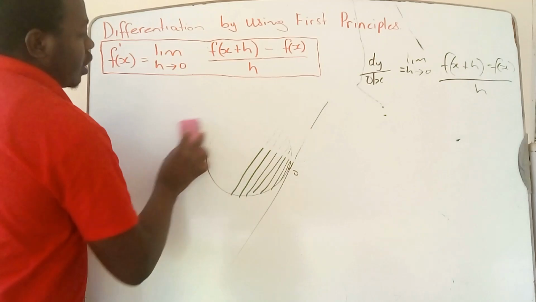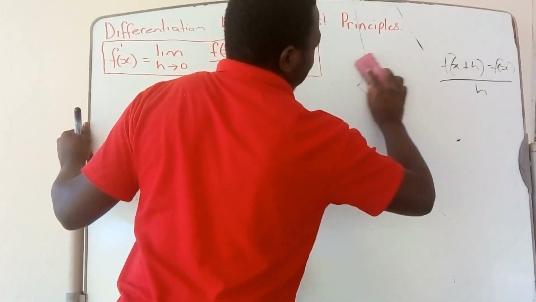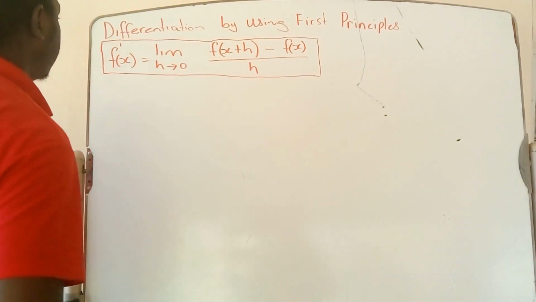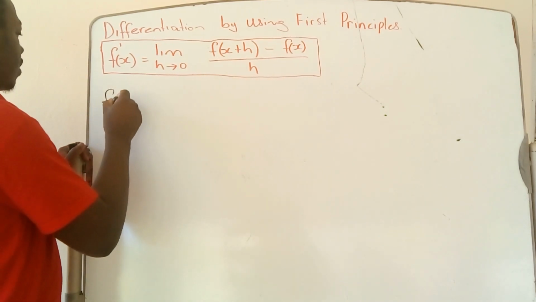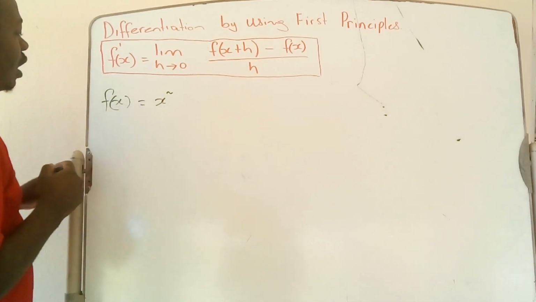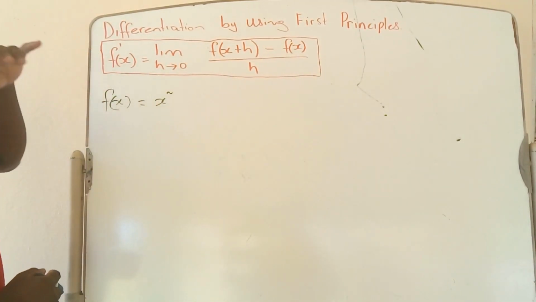So now let's look at an example. I hope that this explanation has given you a good understanding of this formula here. So let's say that you have a function f of x is equal to x squared, and you are asked to differentiate this function using the first principle.